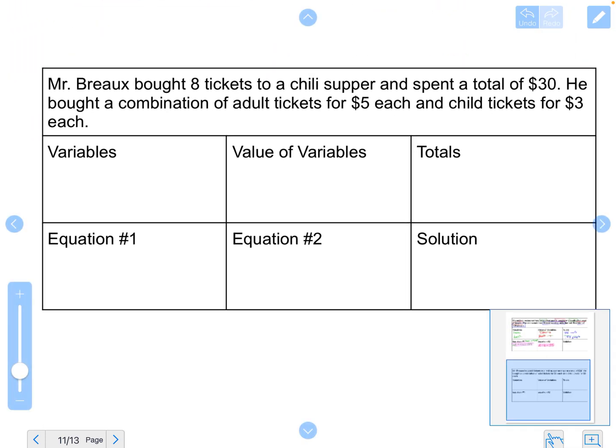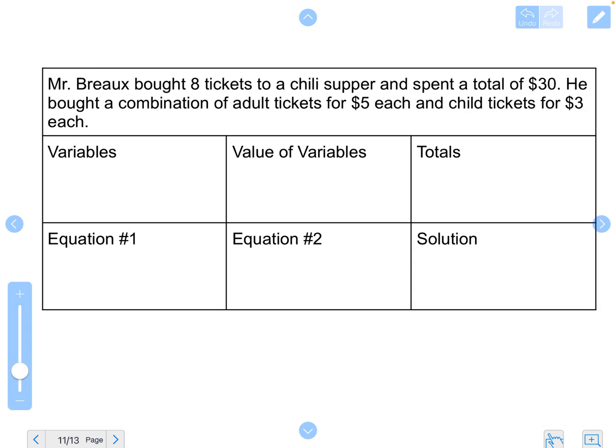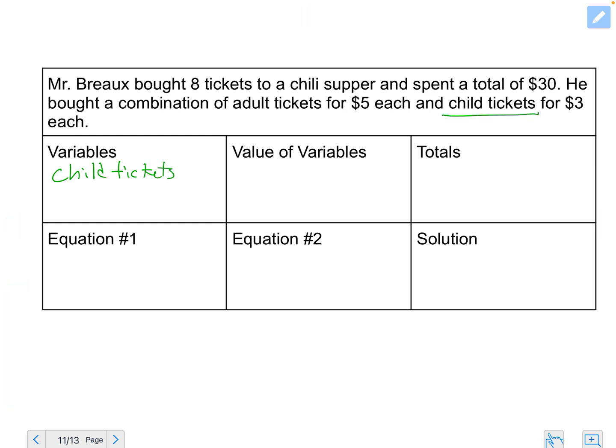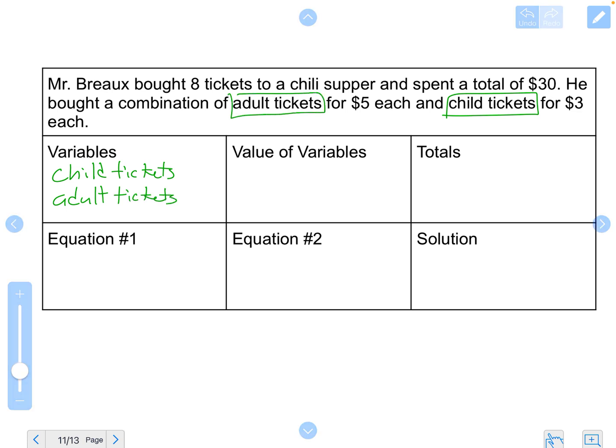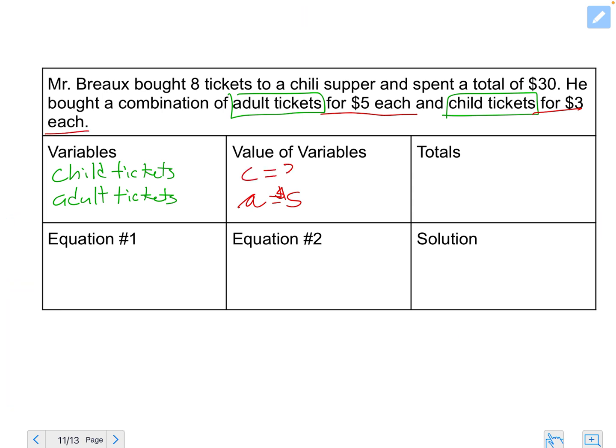All right, our last one. Mr. Bro bought 8 tickets to a chili supper and spent a total of $30. He bought a combination of adult tickets for $5 each and child tickets for $3 each. So here our variables are child tickets and adult tickets. So we know that the value of our adult tickets, A, equals $5, and the value of our child ticket, or C, equals $3.